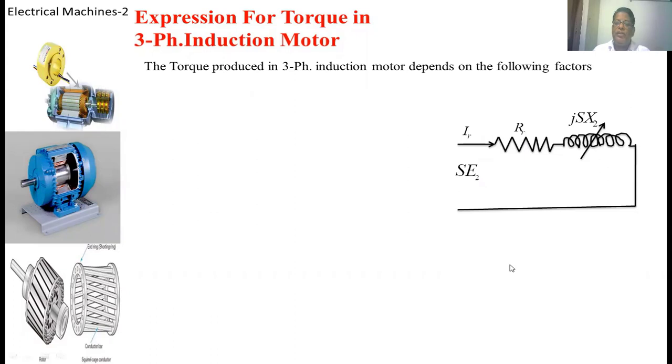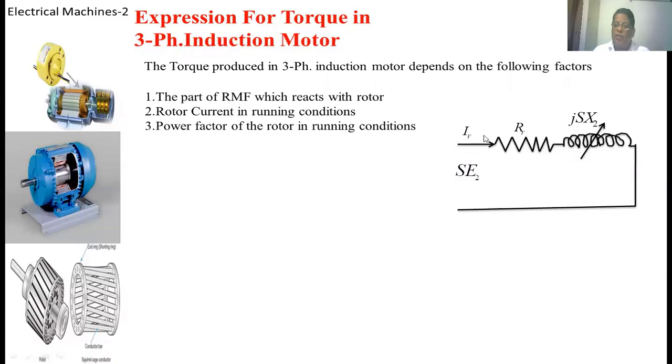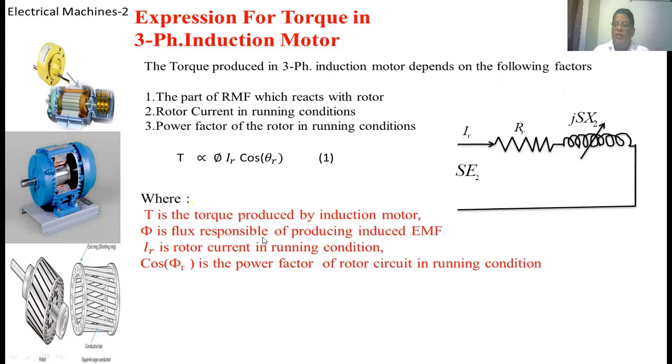The torque produced in an induction motor is directly proportional to the mutual flux, the running rotor current, and the power factor of the rotor in running condition. The torque is directly proportional to phi IR cos theta R, where phi is the mutual flux, IR is the rotor current in running condition, and cos theta R is the power factor of the rotor in running condition.